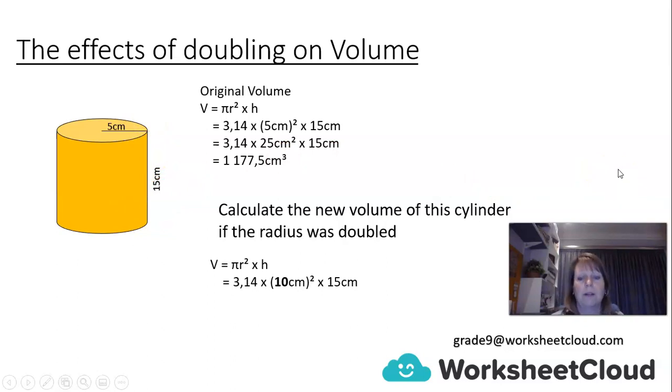Let's see what this does. Okay, so 10 centimeters all squared gives us 100 centimeters. Remember, the reason I'm saying 10 centimeters all squared is because you're not just putting the square on top of the centimeters or applying it to just the centimeters. You're applying it to the number of centimeters you have as well. So it's 3,14 times 100 centimeters squared times 15 centimeters, which gives us 4,710 centimeters cubed, which is different to the volume that we got when we just doubled the height.